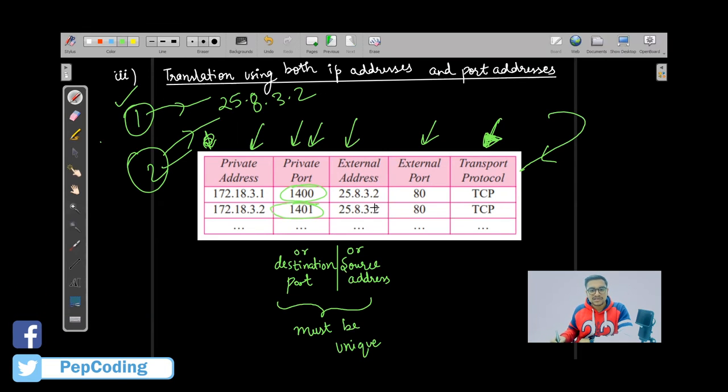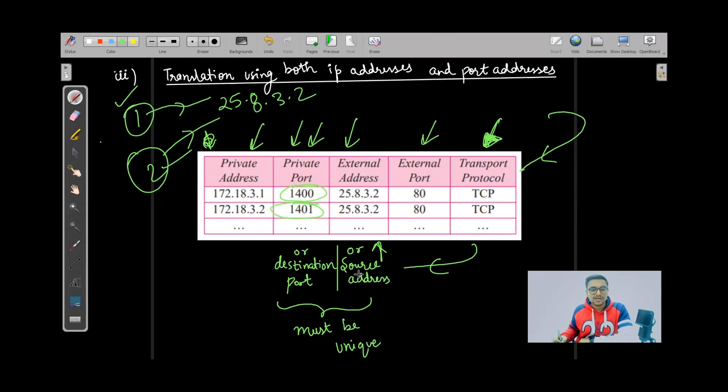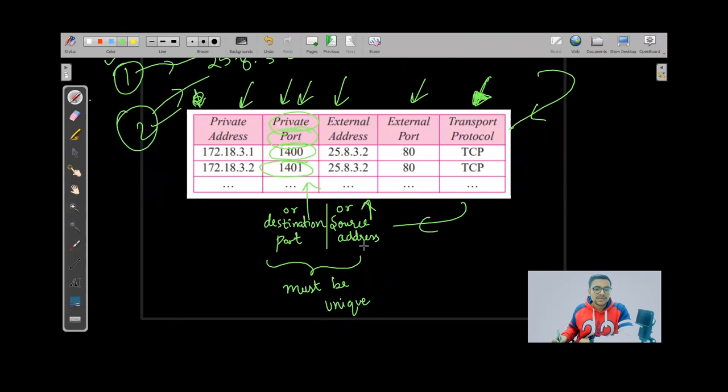When the response comes, the external IP address, which was our destination IP address, becomes the source address. The private port number, which was the source port number at the request, becomes the destination port number on the response side. When we do the translation, the combination of both of them is used for the address translation. So for this scheme to work, it should have a unique combination of these two port numbers.